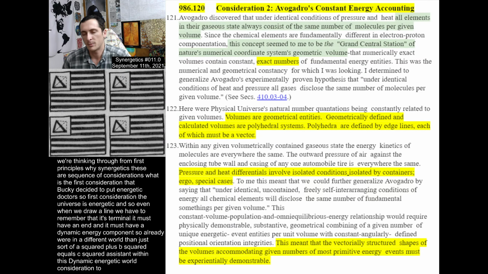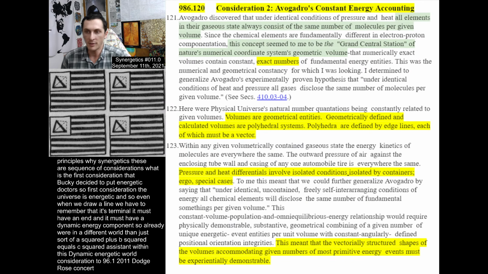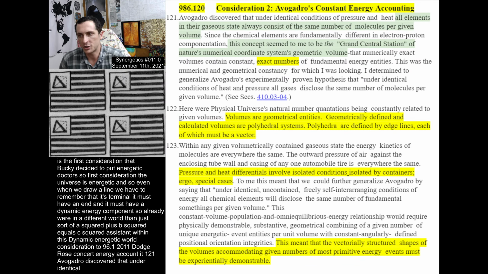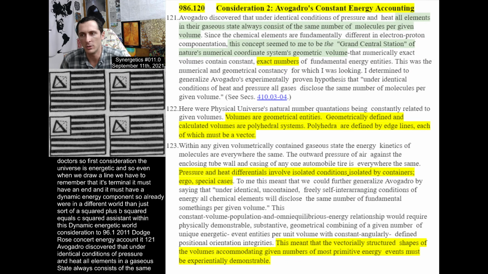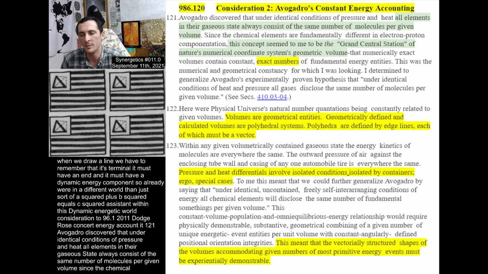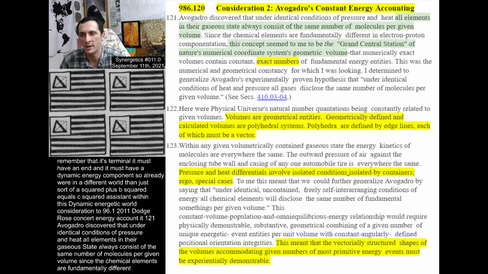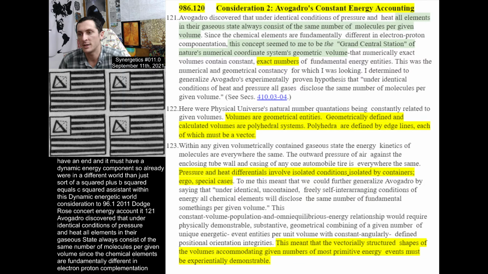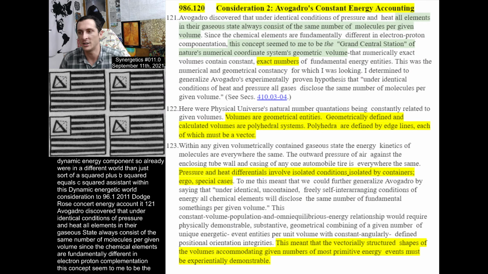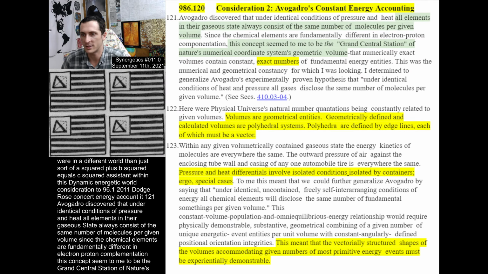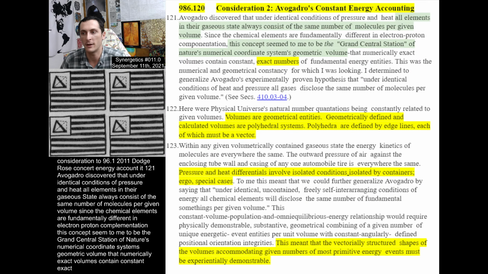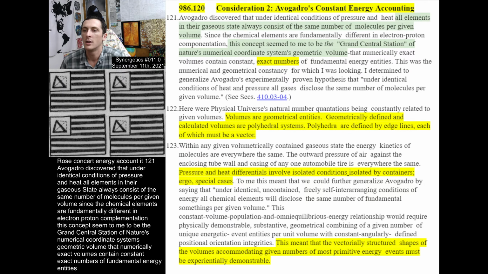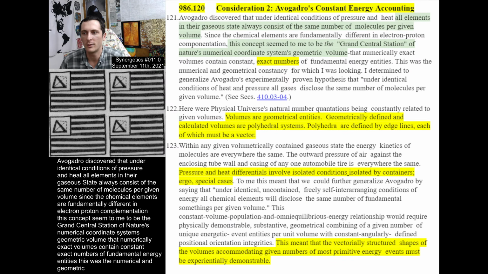Consideration 2, 986.120. Avogadro's constant energy accounting. 121. Avogadro discovered that under identical conditions of pressure and heat, all elements in their gaseous state always consist of the same number of molecules per given volume. Since the chemical elements are fundamentally different in electron-proton componentation, this concept seemed to me to be the grand central station of nature's numerical coordinate system's geometric volume, that numerically exact volumes contain constant, exact numbers of fundamental energy entities. This was the numerical and geometric constancy for which I was looking.